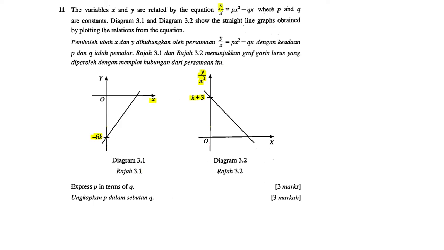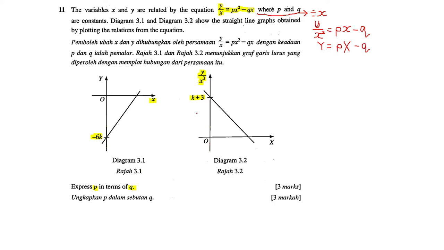They give you the non-linear equation y over x equals px squared minus qx. And the question asks you to express p in terms of q. What are we supposed to do here? What can we do to reduce this non-linear equation? We can divide by x. Yes. If you divide it by x, what we get is y over x squared equals to px minus q. Our big Y is y over x squared. Our big X is the small x. Our gradient is p and our y-intercept is negative q.